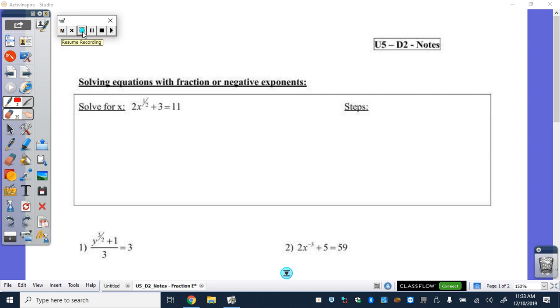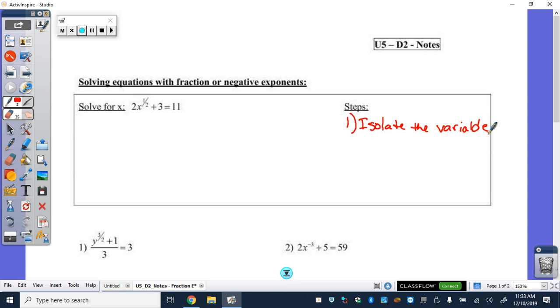So we're going to be working on solving equations. We're going to go through two types of equations to solve. First one is when your variable has a fraction exponent or a negative exponent on it. So our steps, step one, is isolate the variable. So you want to get that thing entirely on its own.